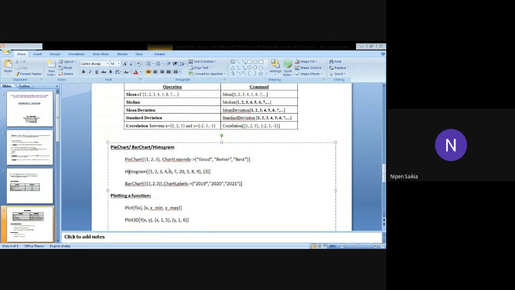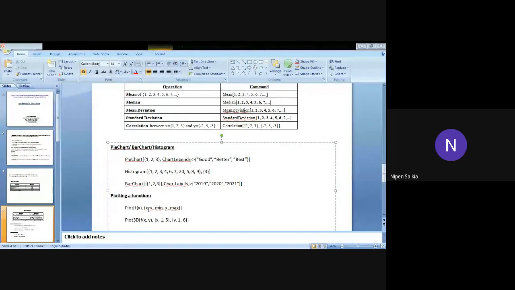Similarly, we can have a histogram with this data, up to say 9 1 2 9, and the bin interval length will be say 3. Accordingly, the output will be given in Mathematica. A bar chart we can also draw here. Like this, we have frequencies say 1 2 9, then each bar will be labeled 2019, 2020 and 2021, like this. We'll see these examples practically in this software.